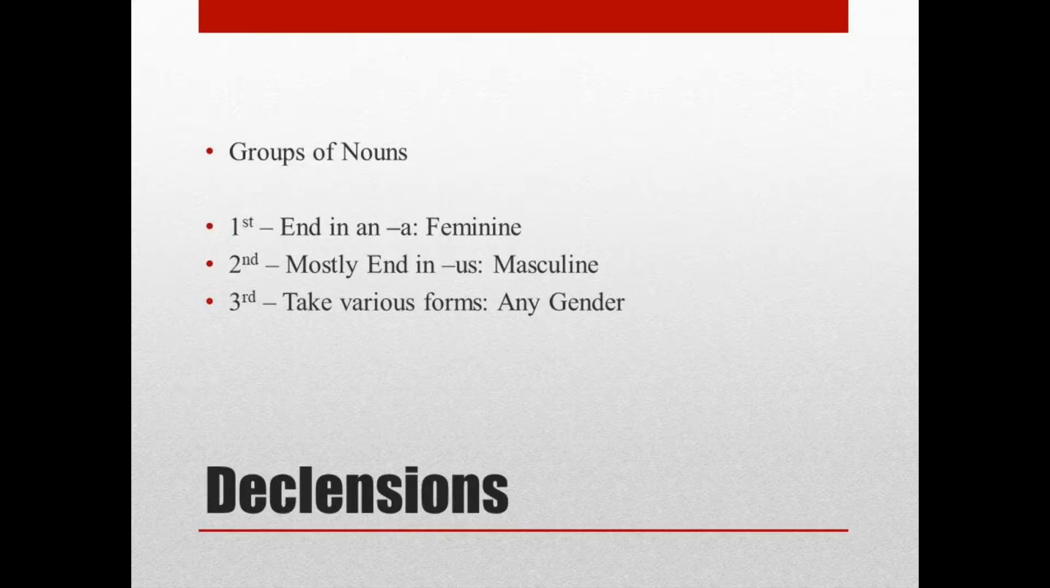So first declension nouns end in an A and are feminine. Second declension nouns are masculine and mostly end in US. And third declension nouns take various forms and are any gender.